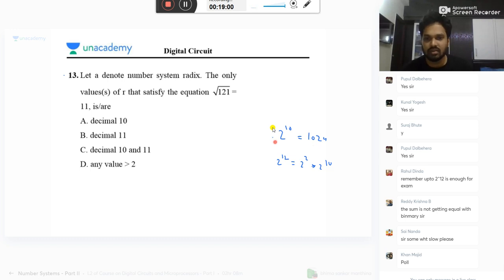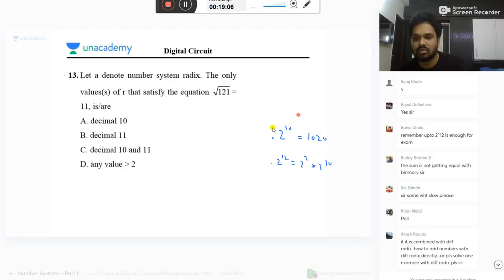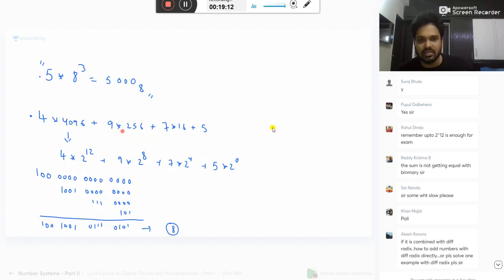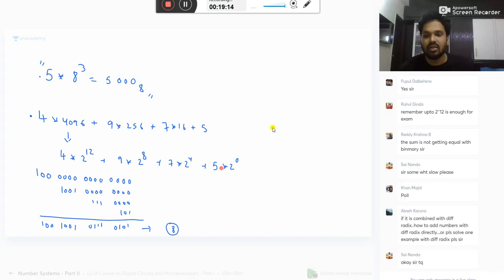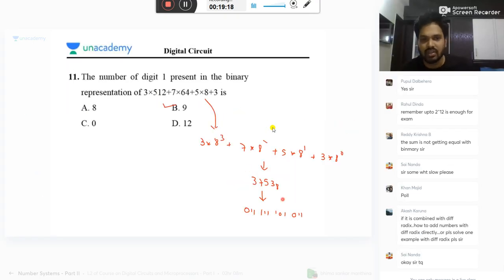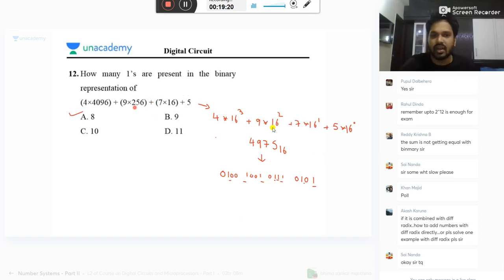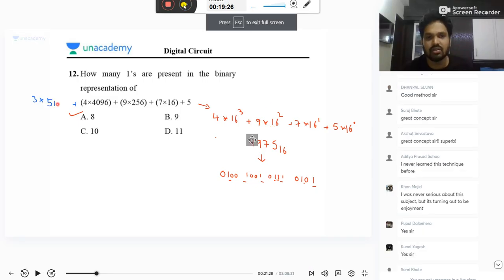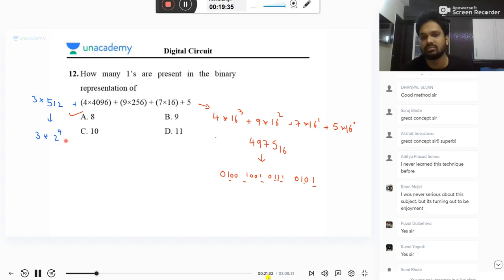Definitely, Sai. Here radix doesn't matter. Here radix is decimal only. In all these cases, radix is decimal. Please understand. In this question, even if both are given and added, for example, 3 into 512 is also given, this also you can write as 3 into 2 power 9, 4 into 2 power 12, and so on. So the process will be the same.